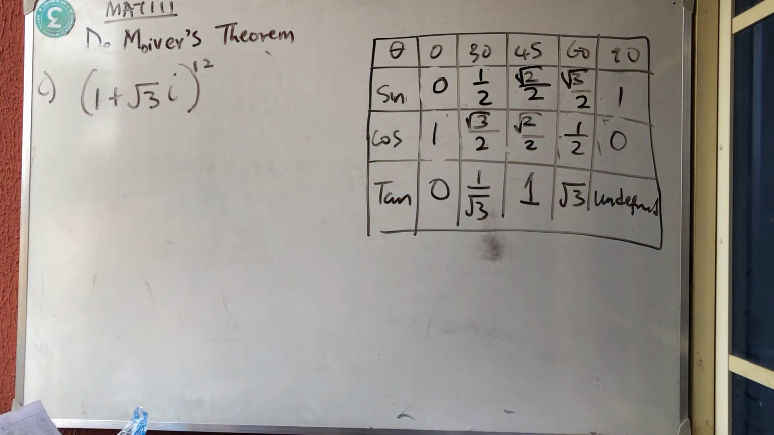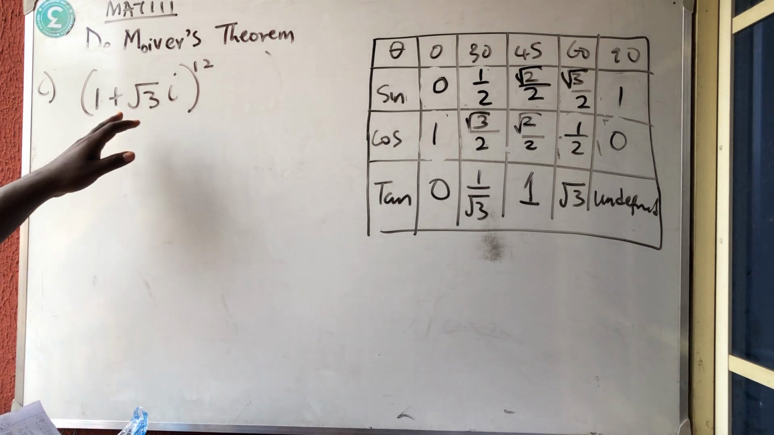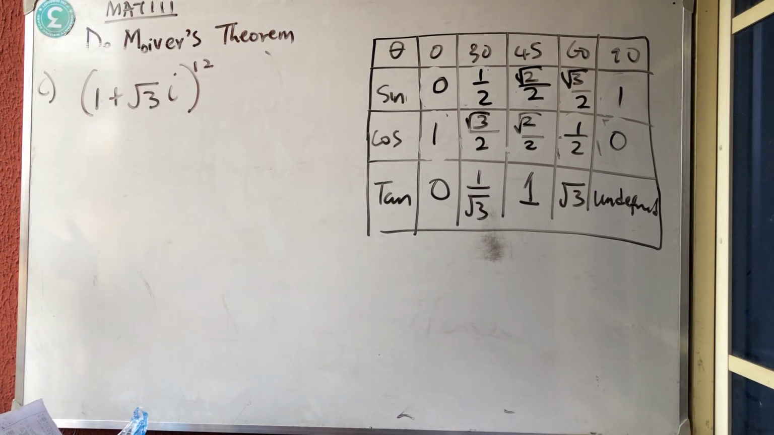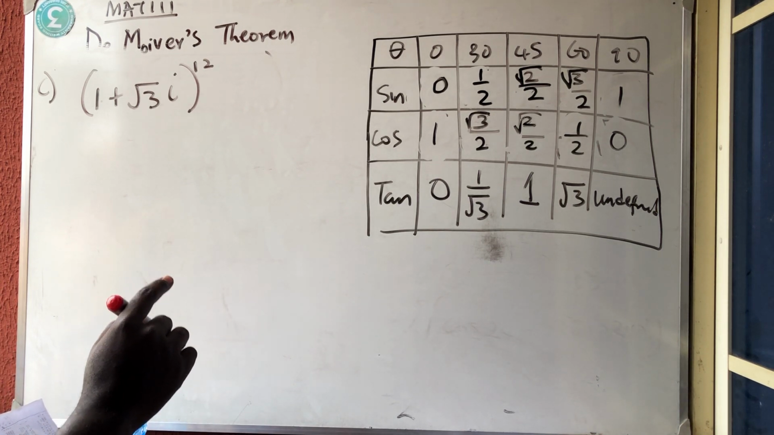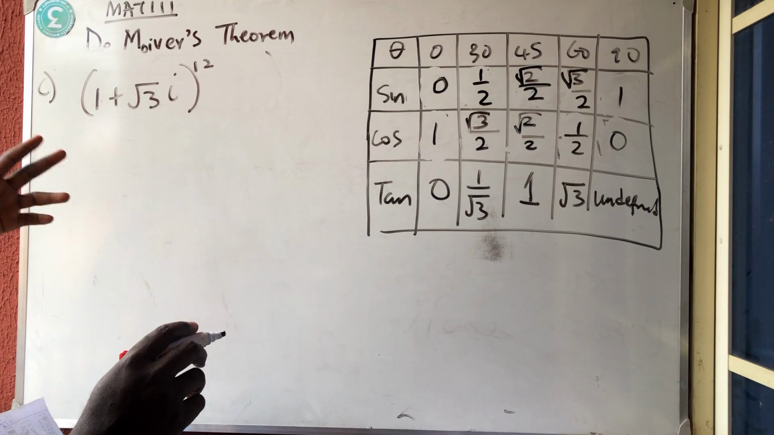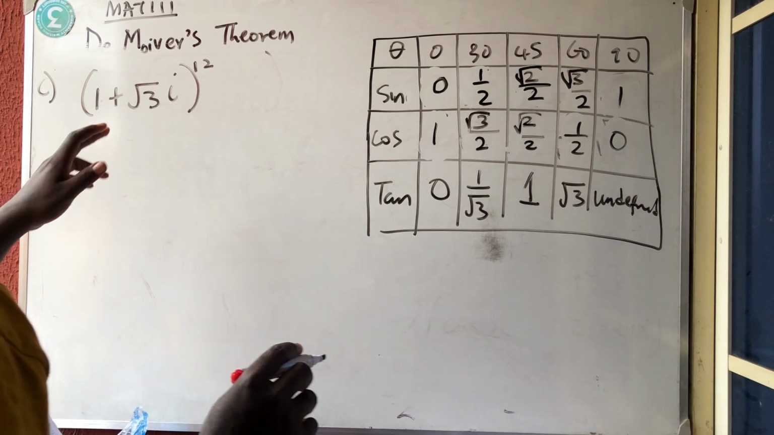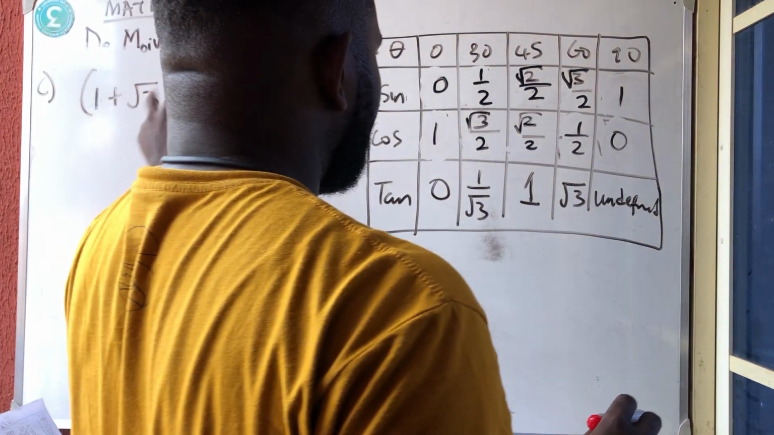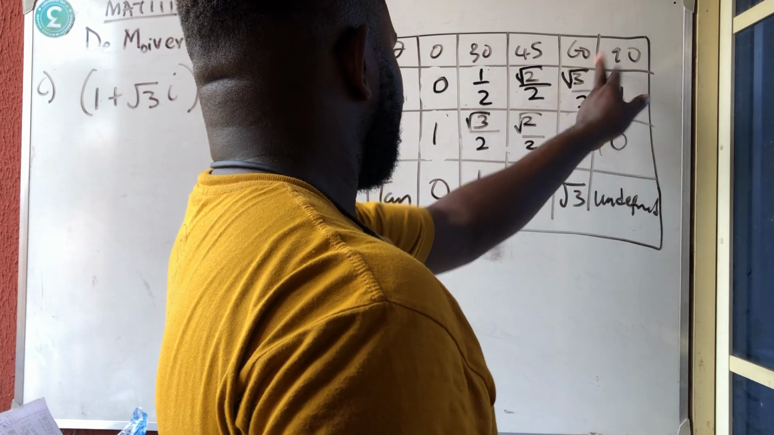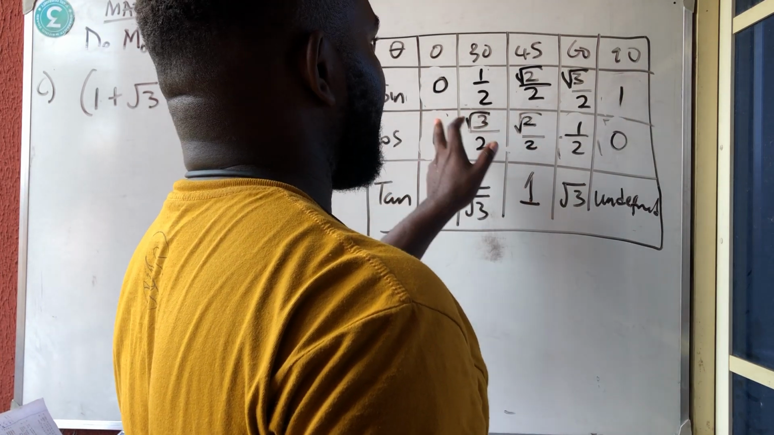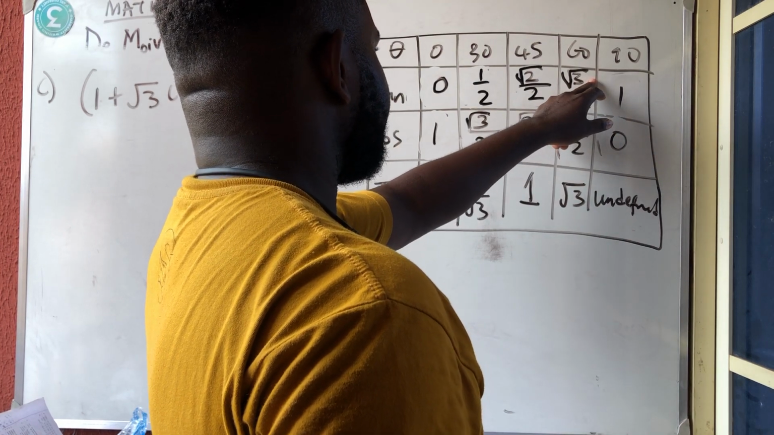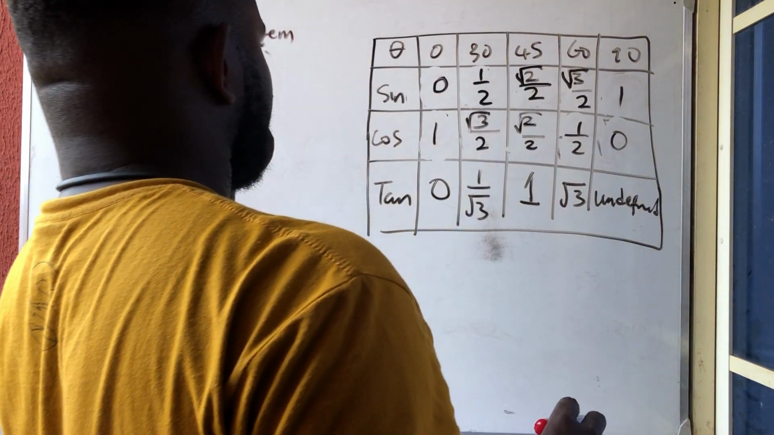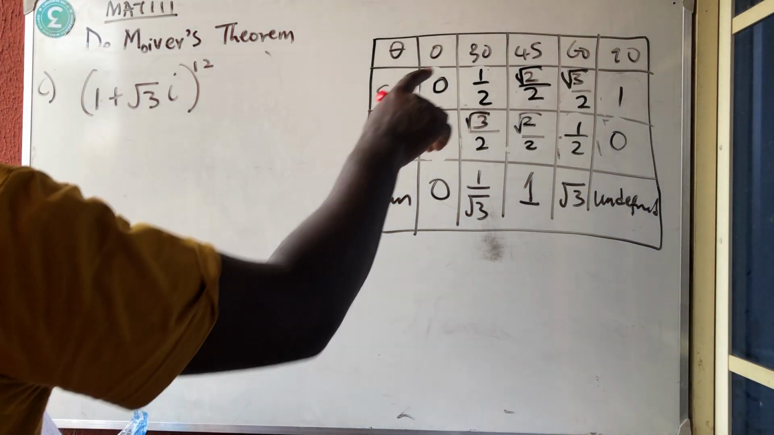Now, if you look at this, look for a number that will give you the same thing. I'm trying to use this to solve it before I show you the normal method. For example, now I'm having root 3. Where do we have root 3? We're having root 3 here. Any other place? For sine and cos, these are the only places we have root 3. That's root 3 over 2.